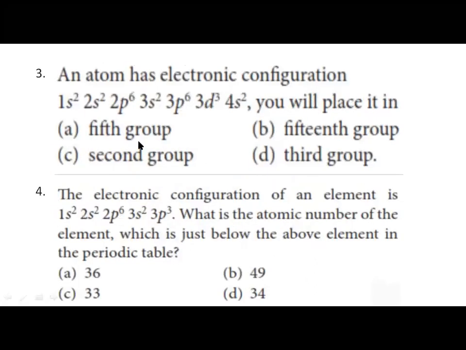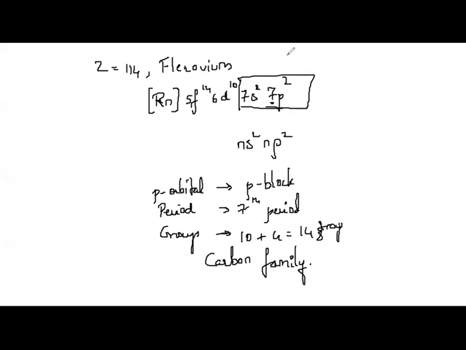Is that right? Okay. Next, an atom has electronic configuration 1s2, 2s2, 2p6, 3s2, 3p6, 3d3, 4s2. You will place it in which group? So how do we find the group number? Look at the outermost shell. This is not the outermost shell, so I can write this configuration like this: 1s2, 2s2, 2p6, 3s2, 3p6. First 4s electrons get filled, then 3d3.